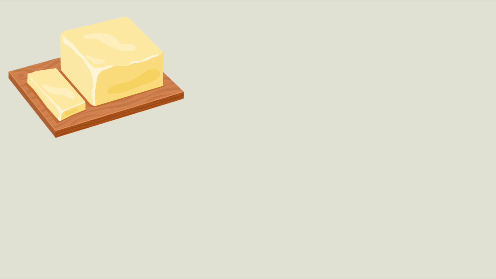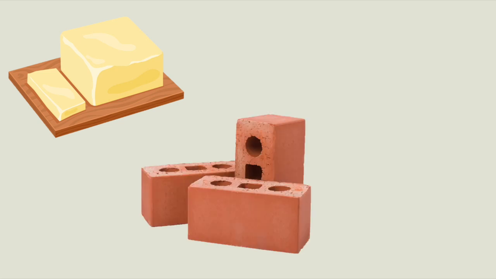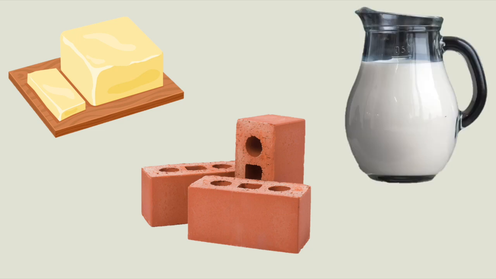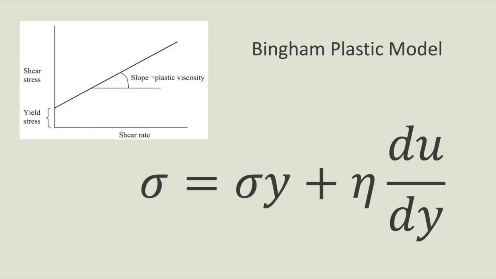Now let's turn to a daily life example, butter. At room temperature, butter behaves as a Bingham plastic, a type of viscoplastic material. This means it behaves as a solid up to a certain stress, known as a yield stress, and flows like a liquid beyond that.